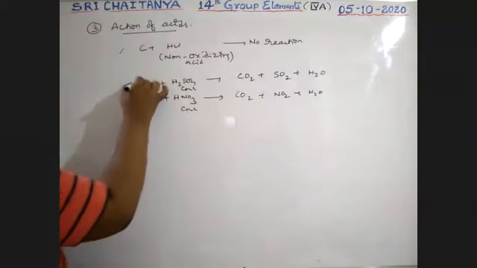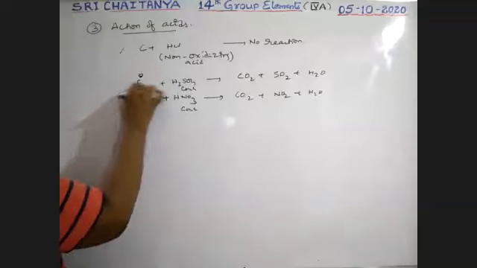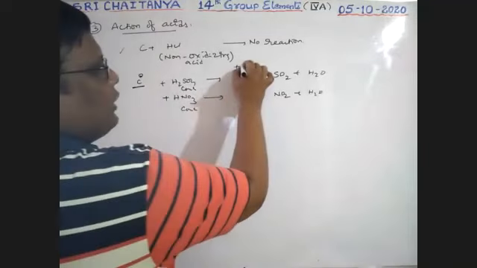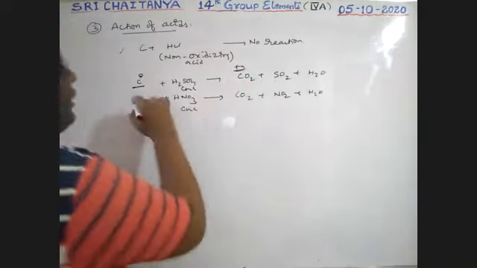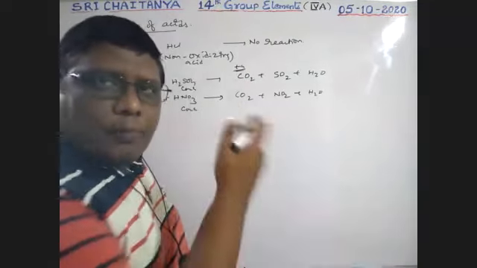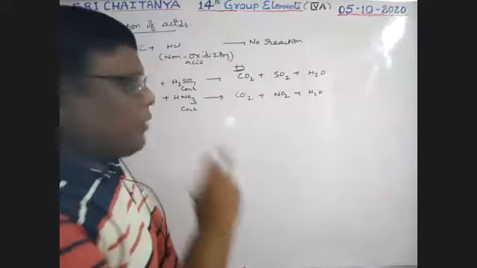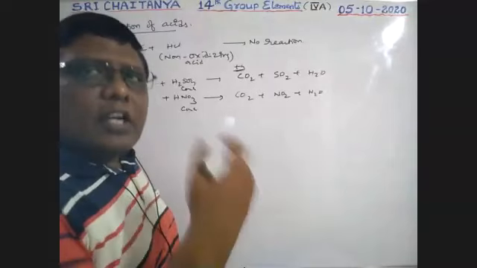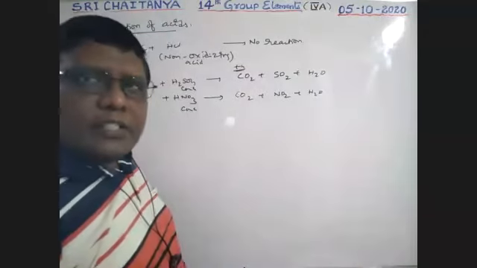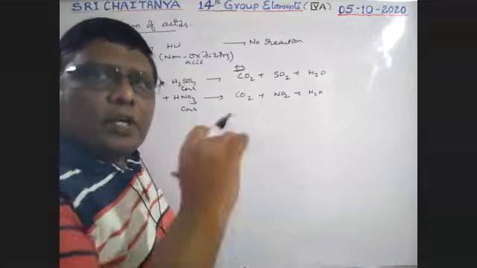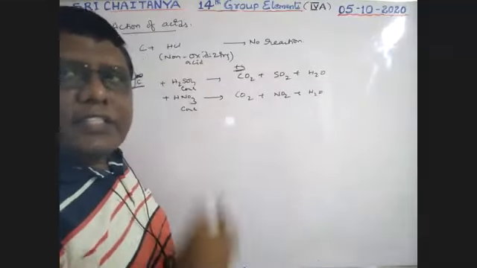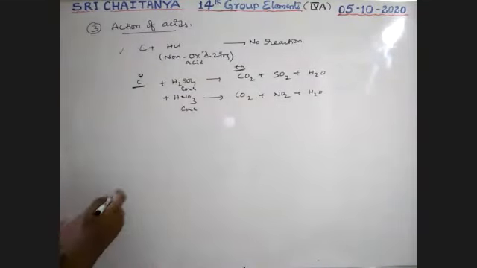Here carbon oxidation state is 0. Here carbon oxidation state is plus 4. Carbon is oxidized with the help of these oxidizing agents. That oxidation is not possible with HCl. That's why carbon does not react with non-oxidizing acids like HCl. Okay, it is a reaction.